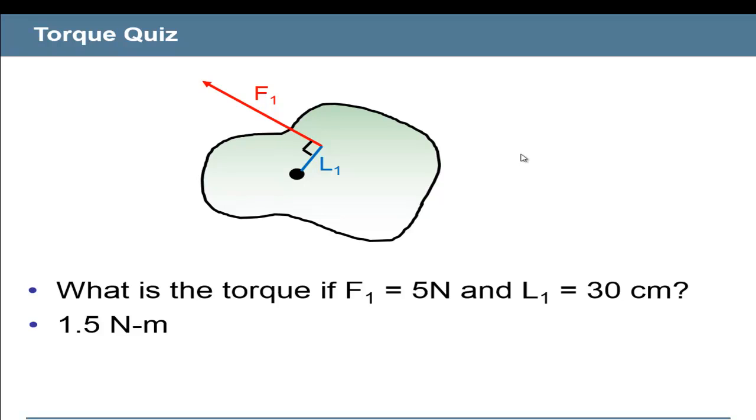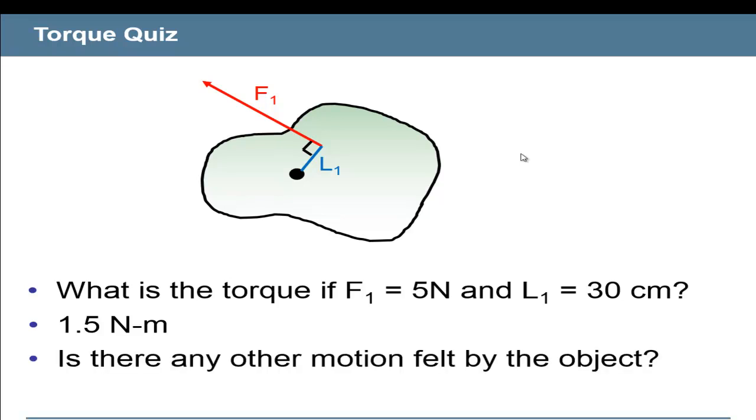Now, is there any other motion that's felt by this object other than this rotation? Hopefully you haven't forgotten everything we discussed back in chapter 5, but if there's a force applying over this direction, then it's going to have to cause some acceleration as well, right? So not only do we have rotational motion here, but we're also going to have some translational motion. It's being translated up that direction, in the direction of the force, right?